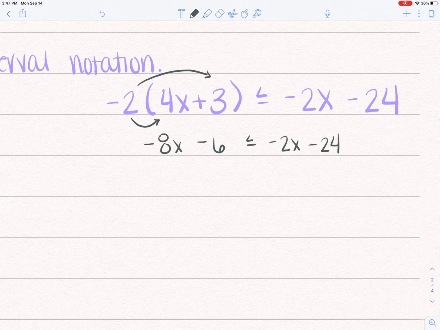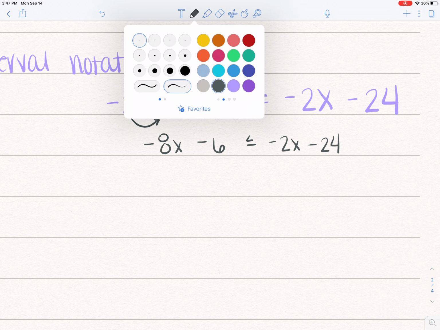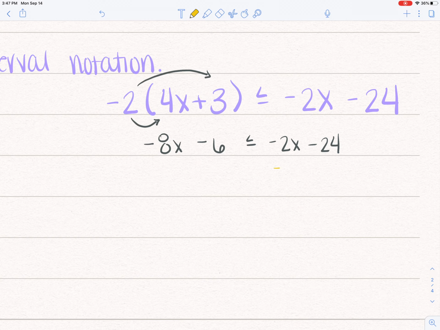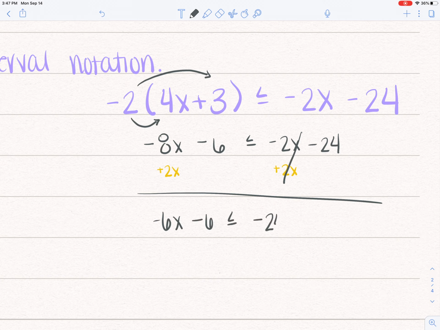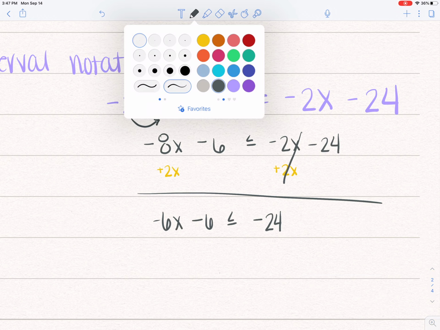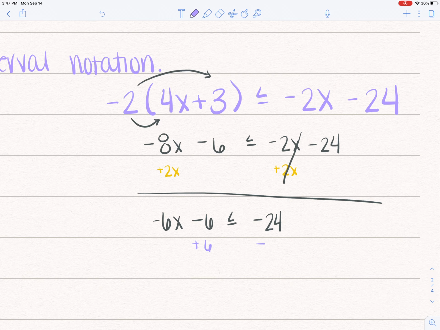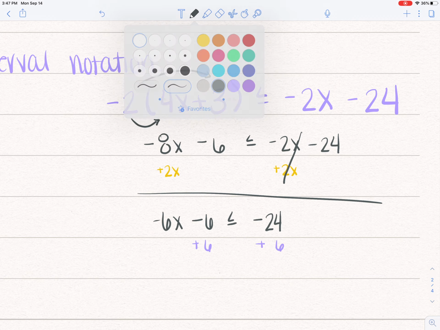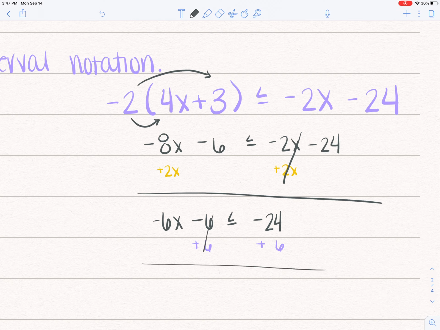From here, I'm going to add my variables to the left. So I'm going to add 2x, add 2x. Those will cancel, and I'll be left with negative 6x minus 6 is less than or equal to negative 24. So I'm going to continue solving, move over the constant. So I'm going to add 6 to both sides. Those will cancel, and I'll have negative 6x is less than or equal to negative 18.